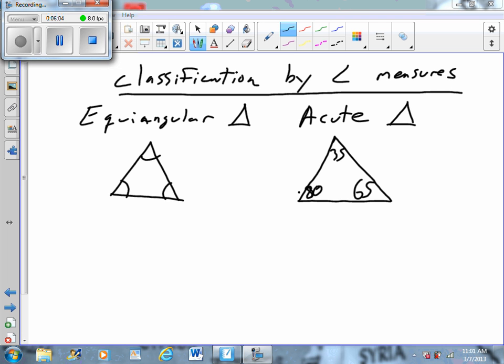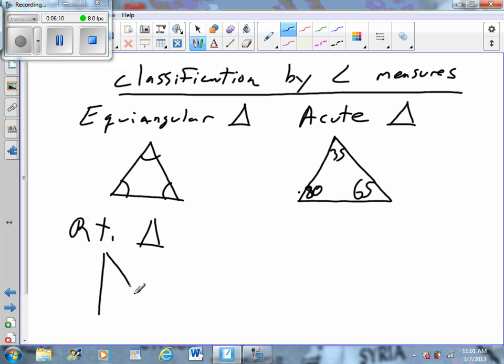Now, a right triangle is a triangle that has one right angle in it. You can't have a triangle with two right angles, and more on that later. Just know this: you've got one right angle in it. You'll see that little box indicated, in this case in the lower left-hand corner, indicating that this is a right triangle.